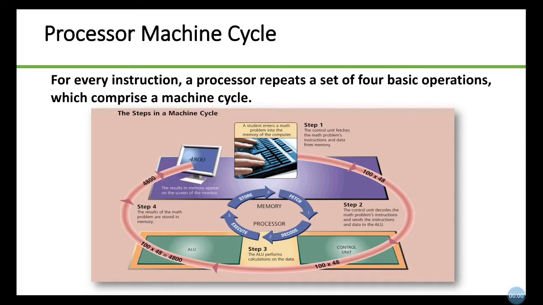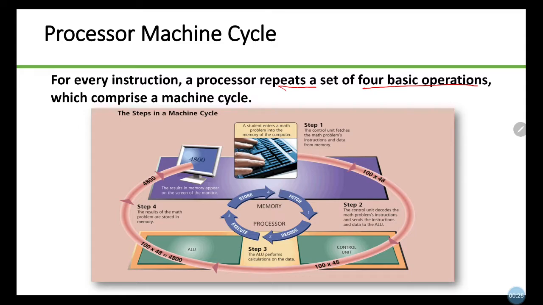Okay, we're going to learn the processor machine cycle. For every instruction, a processor repeats a set of 4 basic operations which comprise a machine cycle. The first one is the control unit fetches the math problem's instruction and data from memory. For example, a student enters a math problem into the memory of a computer. So that is the first step.